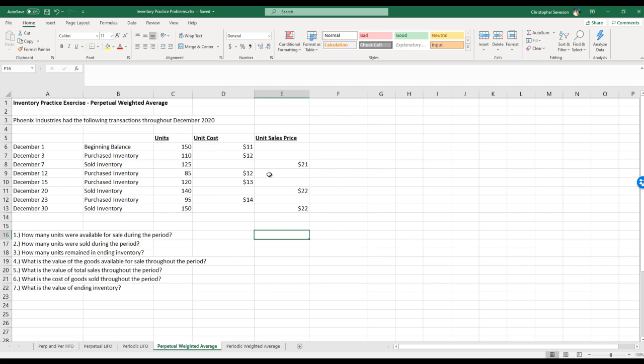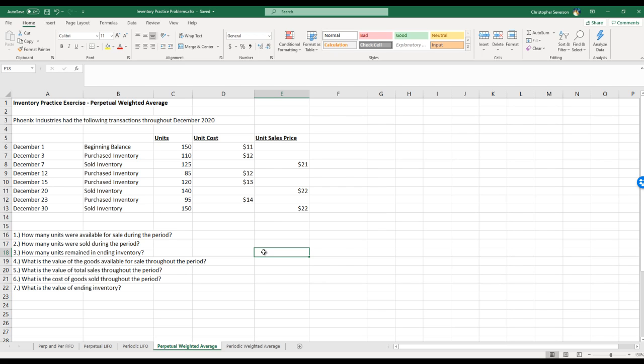And then one last piece I wanted to mention: we have these different layers, but then we have sales in between. The sales are going to have the number of units sold and their sales price. The actual purchases are going to have a unit cost. You have to keep those two things separate. Pay close attention to that.